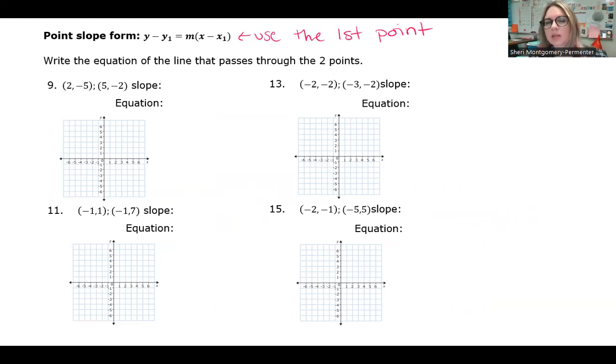The way that the problems I'm doing, they're all down the left side, 9, 11, 13, 15, but I wanted to have them all on the same screen. So just be careful because this is not 9 through 12. When we do these, we're going to be using the first point for each of them. So we have to find the slope in the equation. The slope is something that we just did. So first thing that we have to do is plot those points.